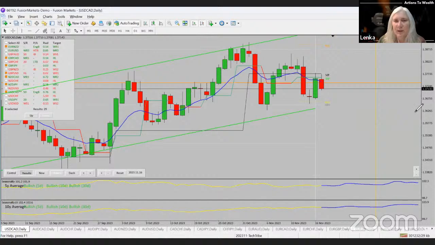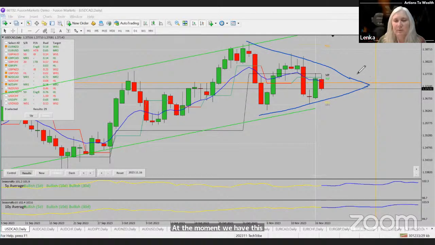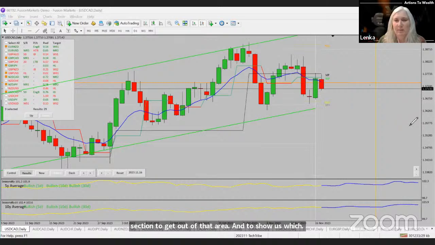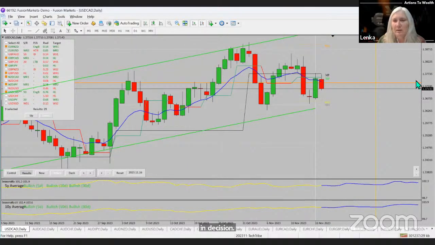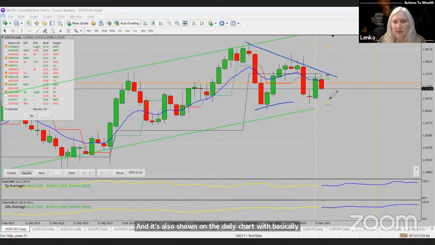At the moment, we have price just going into a triangle. So we want that price action to get out of that area and show us which way price will be going. If we look on the weekly, at the moment we have indecision. We had a bullish candle, bearish candle, bullish candle, bearish candle, and this candle is inside the previous one. That means indecision, and it's also shown on the daily chart with the price squeezing and squeezing into a point.